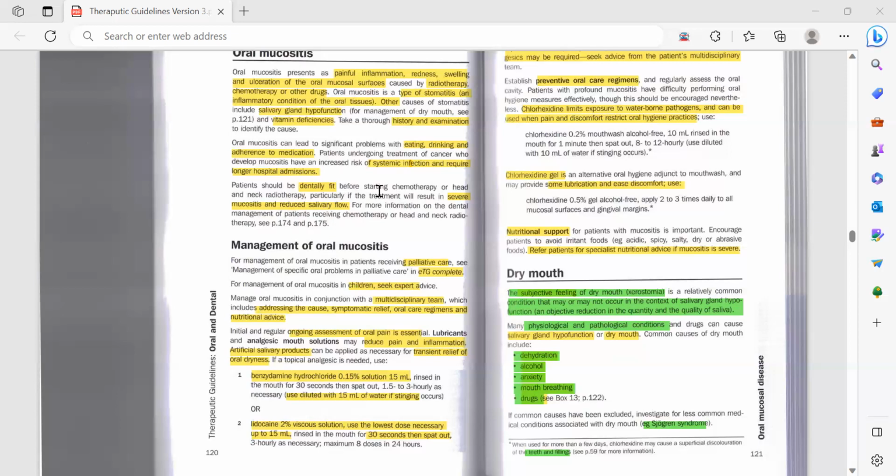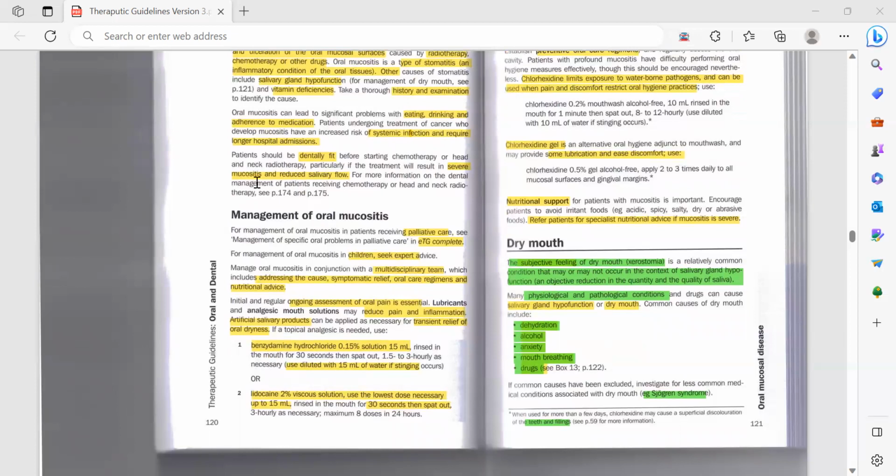This applies to chemotherapy or head and neck radiotherapy, particularly if the treatment will result in severe mucositis and reduce salivary flow. Each and every medication affects the salivary flow and makes our mouth dry. This treatment can severely cause mucositis and dry mouth. That's the reason we need to make sure that our patients are dentally fit before starting these treatment modalities.